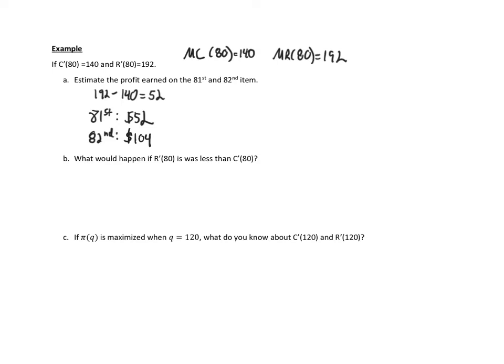Well, what would happen if R prime of 80 was less than C prime of 80? Meaning our revenue is actually less than our cost. In this case, we would lose money on additional items.